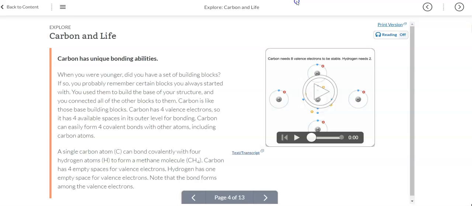When you were younger, did you have a set of building blocks? If so, you probably remember certain blocks you always started with. You used them to build the base of your structure, and you connected all of the other blocks to them. Carbon is like those base building blocks. Carbon has 4 valence electrons, so it has 4 available spaces in its outer level for bonding. Carbon can easily form 4 covalent bonds with other atoms, including carbon atoms.